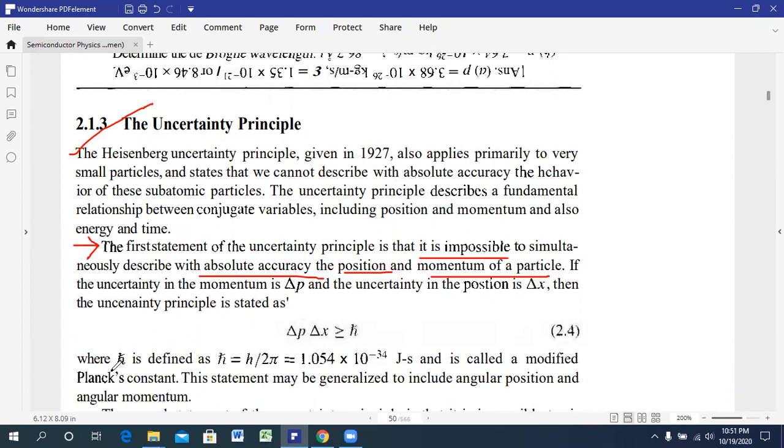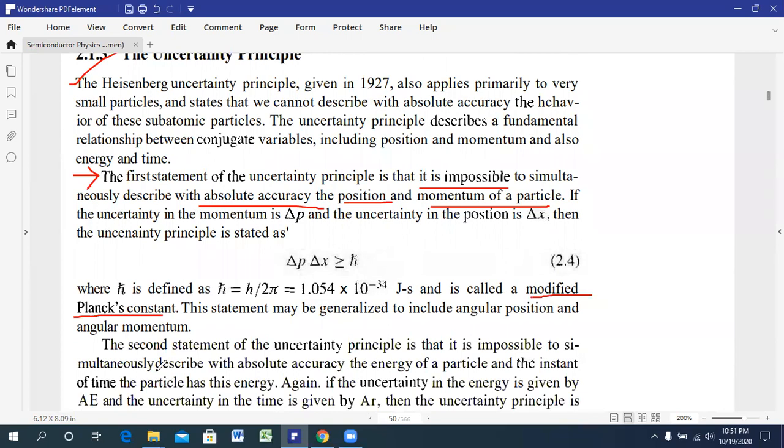This h bar is sometimes known as H naught. It is defined as h divided by twice pi, and is known as the modified Planck's constant. It generally includes the angular position and also the angular momentum, because this one is for linear momentum and linear position, so the same thing can be described for angular momentum and angular position.